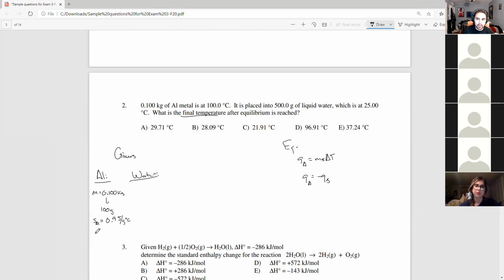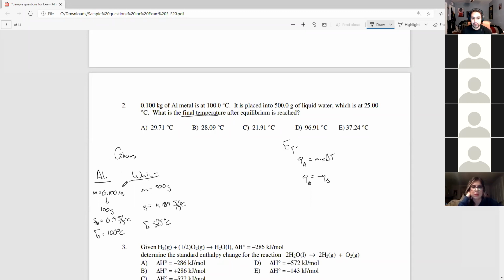Okay, and what else am I given for my metal? The initial temperature, my T naught, which is 100 degrees Celsius. And then my mass of water, my specific heat, and my initial temperature of water. What are these numbers? 500 grams, my specific heat 4.18, and then my temperature, 25 degrees.